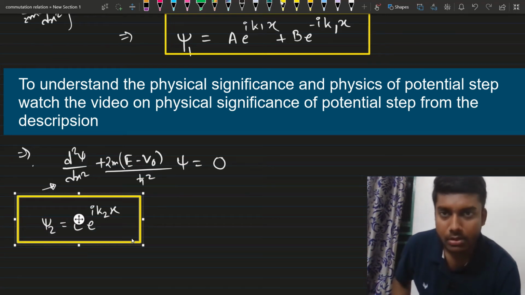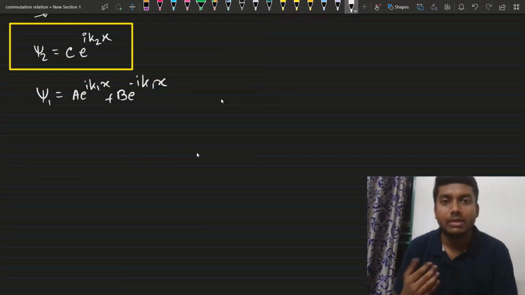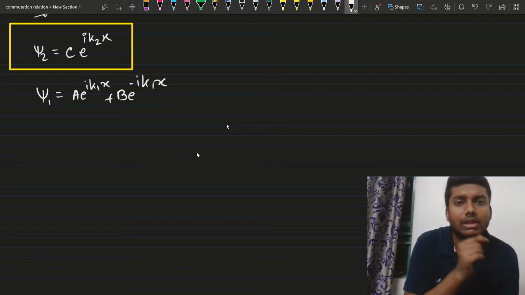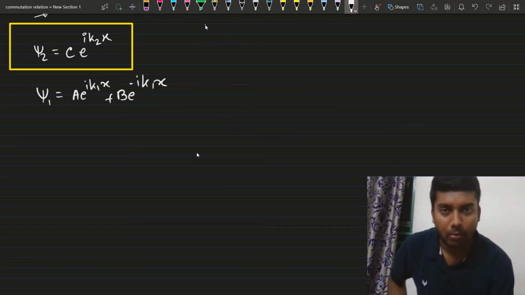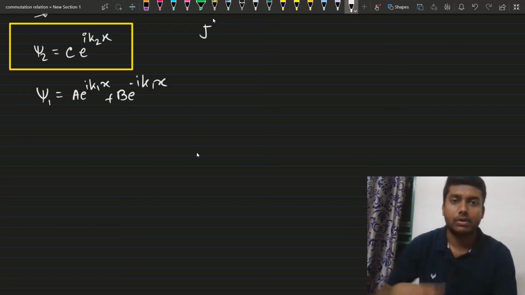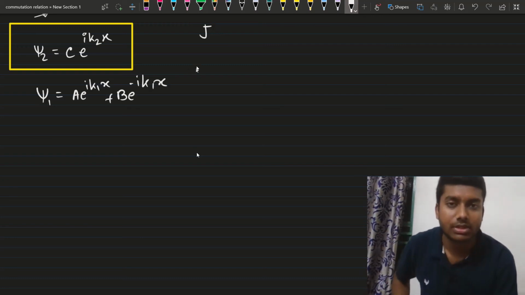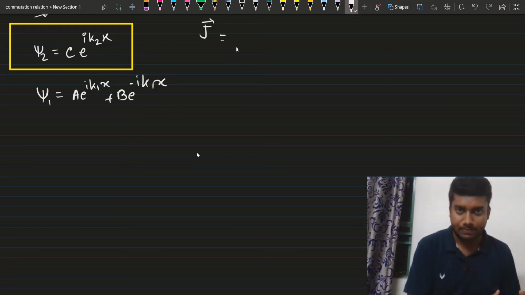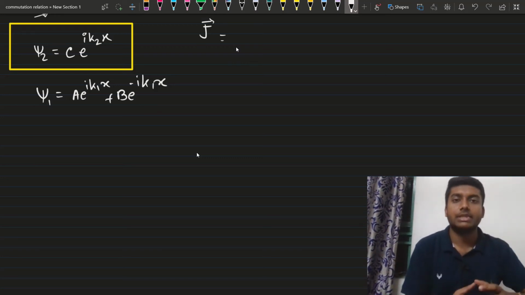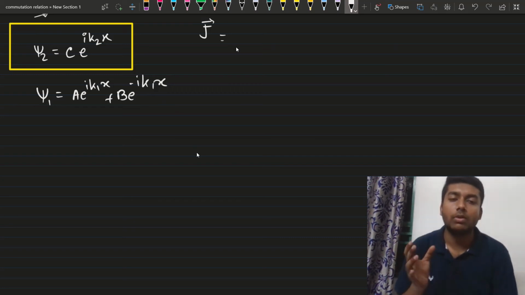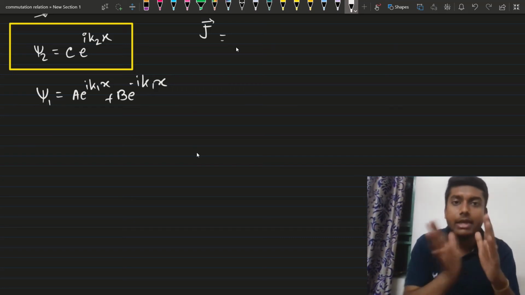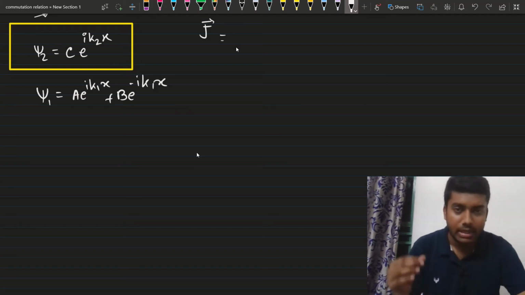Now we'll try to solve for the probability current density for the incident wave, the reflected wave, and the transmitted wave. What is the probability current density, which is denoted with the J vector? Probability current density is the measurement of the flux in quantum mechanics, that is, how much of the wave is passing through any given area, like the electric flux.